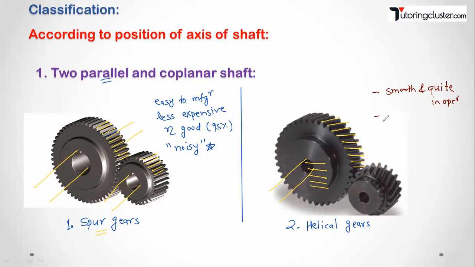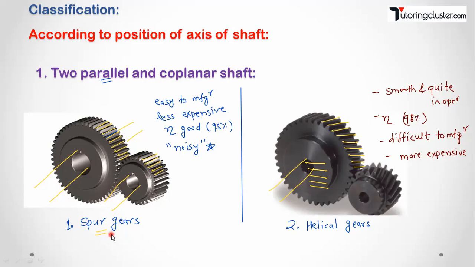Then efficiency is high as compared to spur gears, around 98%. These are difficult to manufacture because you have to cut the teeth at an angle. So these are difficult to manufacture, and of course they are going to be more expensive. So please remember the differences between spur and helical gears. Again, we will revise this.